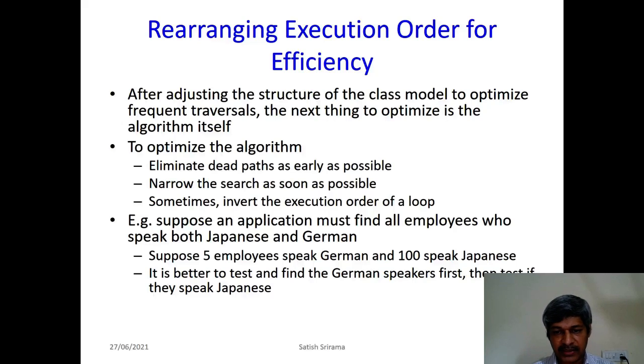That would be a bad thing, because first you will get 100, and then from there you will filter 5 more. Alternatively, you just get these German-speaking people first. The implementation is reversed; the execution order is reversed.